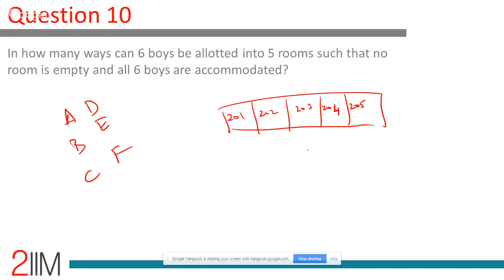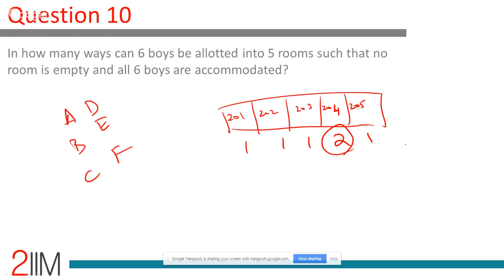201, 202, 203, 204, 205. Six boys into five rooms. No room is empty, all six boys are accommodated. What does this tell us? This tells us that there's got to be some room with double occupancy. Some room has to have two boys. The distribution has to be 1, 1, 1, 1, 2. So some room has two boys sitting there, the rest of the rooms have exactly one.